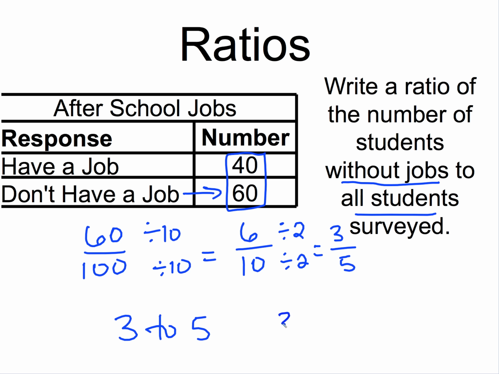I can write it like this, or with a colon, 3 to 5. Unless it states in the question which way to write it, all three of these would be acceptable. If they say to write it with a fraction, then make sure you write it like this, 3 to 5.